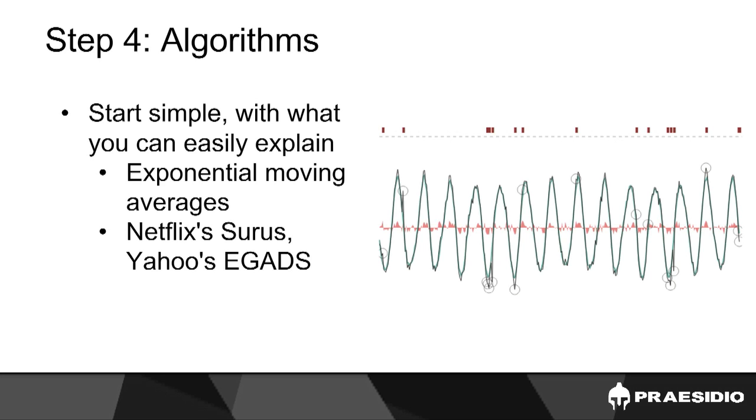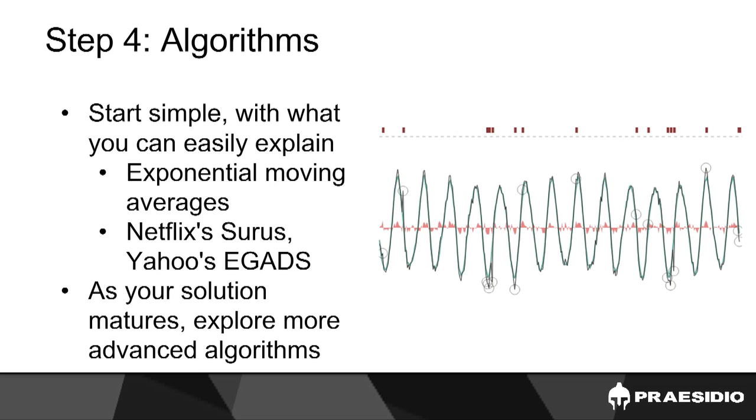If you want to get a little fancier, Netflix and Yahoo have two algorithms that are pretty good. Netflix's is called Surus. That's the graph on the right. And Yahoo has one called EGADS. Both really effective. And there are more advanced ones out there, Gaussian mixture models and all this kind of stuff. All those are cool, but definitely start simple. Start with what you can explain and then improve.